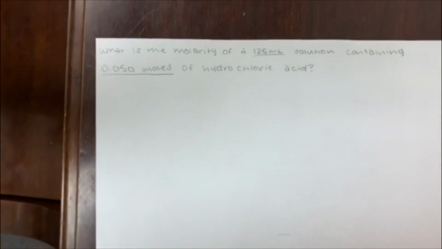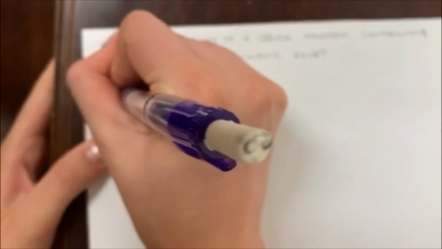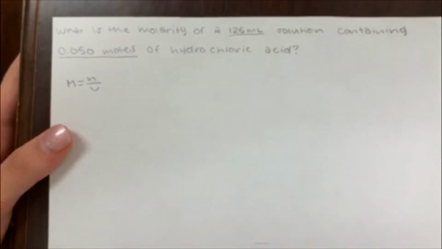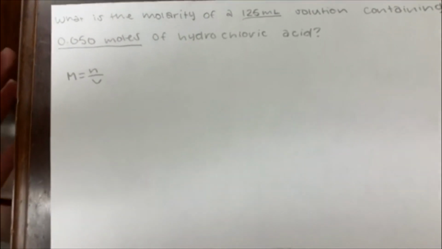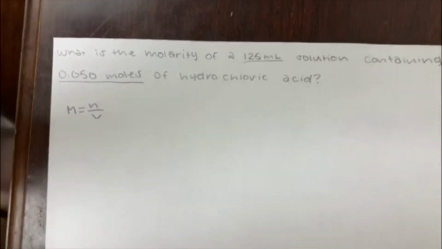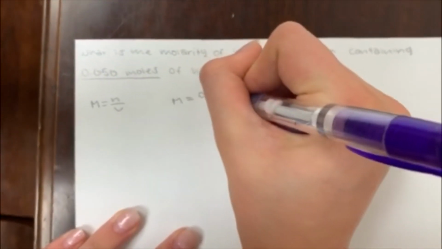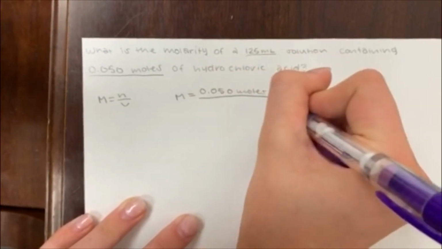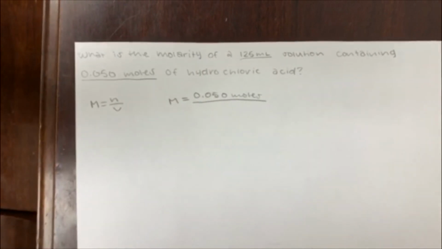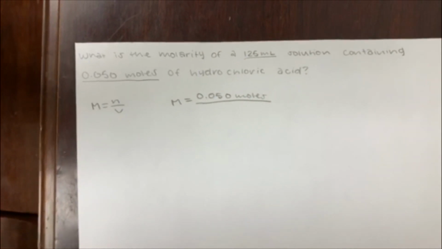Now write down the formula so you can fill in the blanks to write the appropriate equation, M equals n over V. Since M is what we're solving for, we don't need to rearrange the equation to solve. Now let's place what's given into the problem and put 0.050 moles into n, and divide that by the volume. However, you may be tempted to write 125 milliliters into the volume, but that would be incorrect.